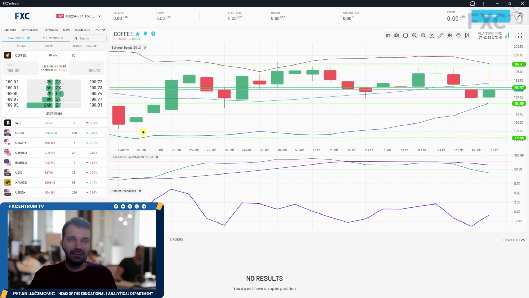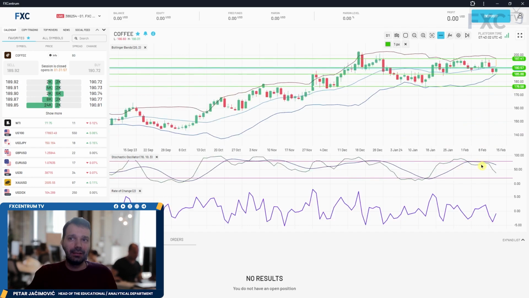You can see here on the left side that there is a pin bar low, so the area around 176, 177. The 177 mark. In the background, you can also see that there was a bearish divergence on the stochastic oscillator, which actually caused this downside move in the last couple of days.